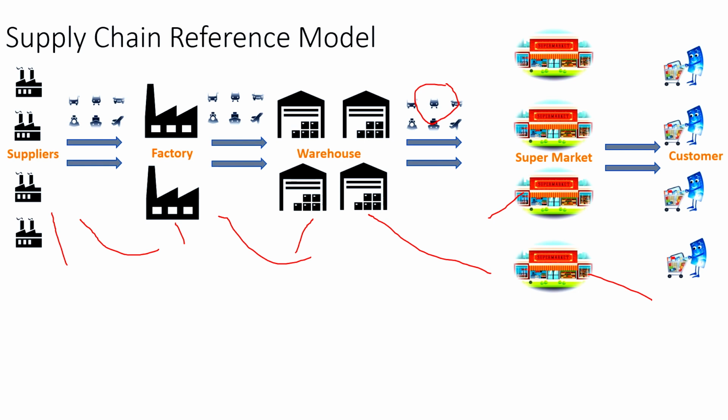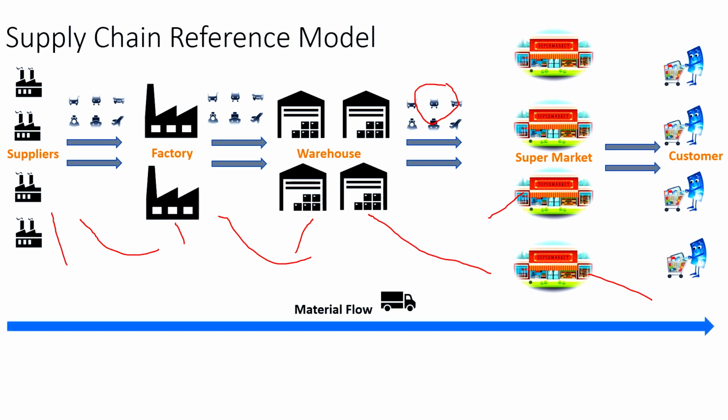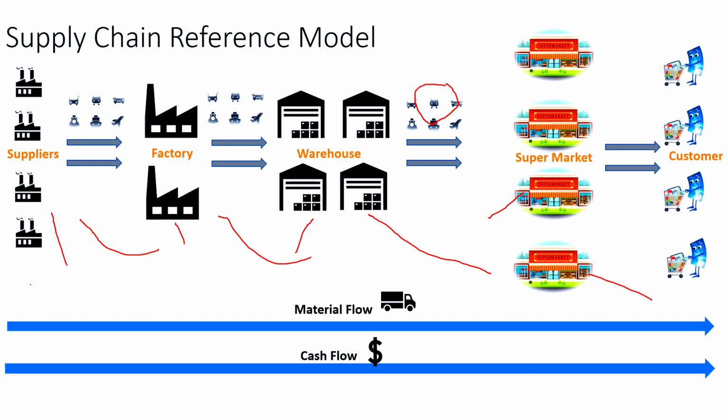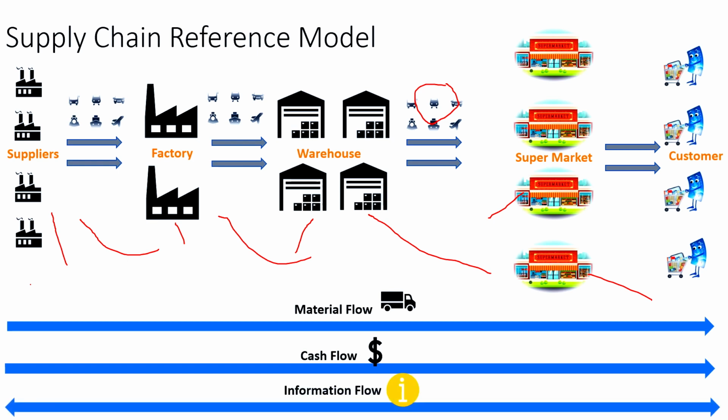So basically, there are three kinds of flows in supply chain. The first one is the material flow, which starts from the supplier and ends at the customer. The second one is the cash flow, which starts from the customer and ends at the supplier. The third one is the information flow. Basically, this happens across the supply chain.